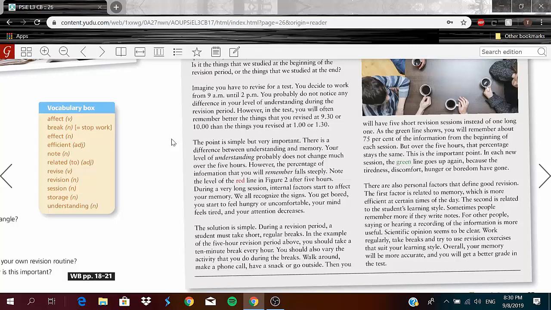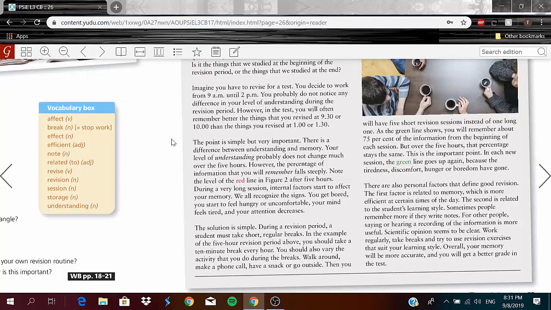During a very long session, internal factors start to affect your memory. We all recognize the signs. You get bored, you start to feel hungry or uncomfortable, your mind feels tired, and your attention decreases. The solution is simple. During a revision period, a student must take short, regular breaks.